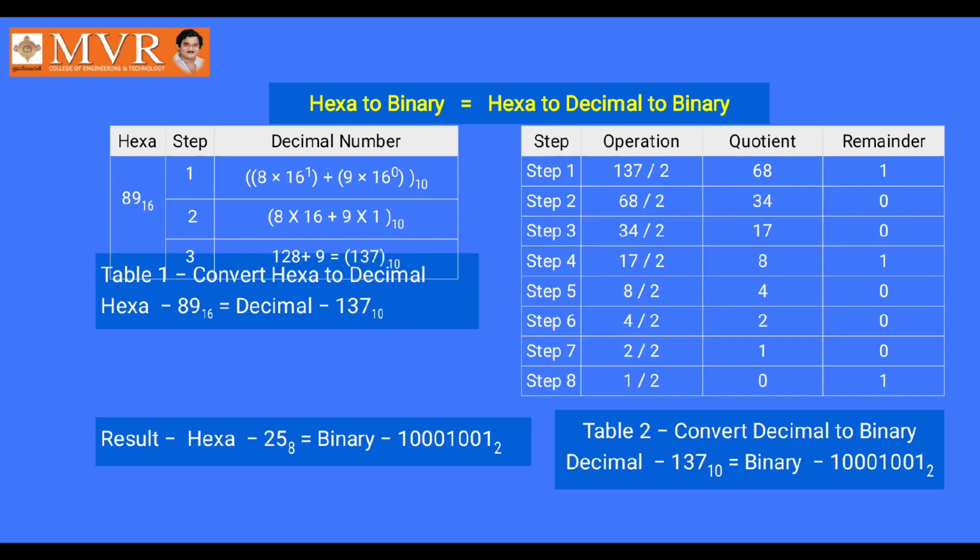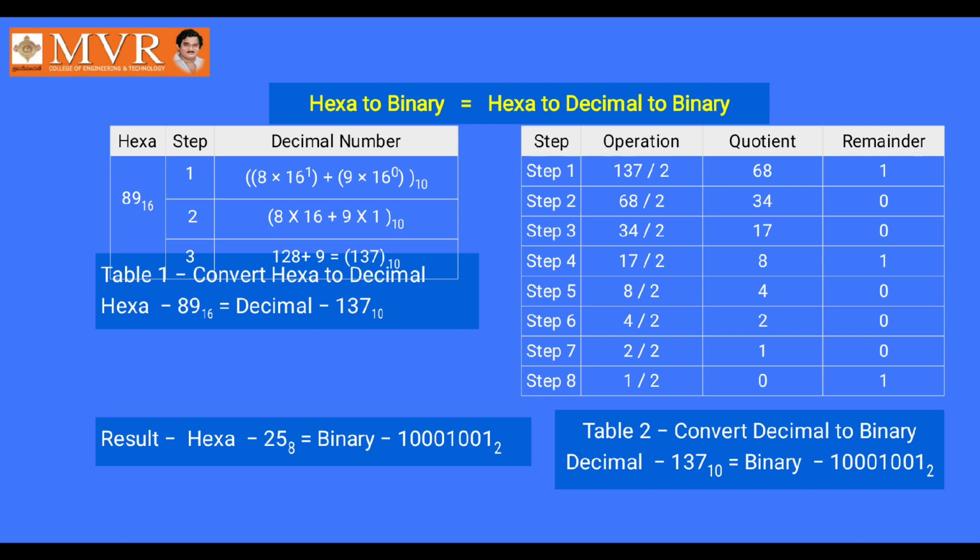Next one is hexa to binary. The same way, you need to convert the hexa value to decimal. Then later the decimal value will be divided by 2, because we need it in the form of binary. You see in the table, the hexadecimal value 89 is converted into the decimal value 137. You know the steps there, 8 into 16 power, 9 into 16 power. Here, because only 2 positions are there, we take 0 and 1 as powers.